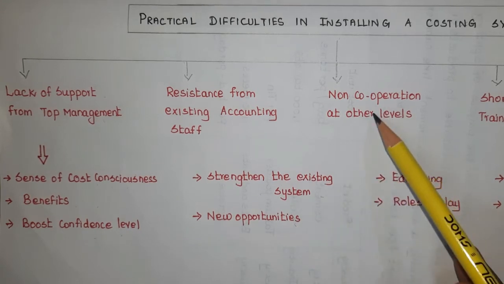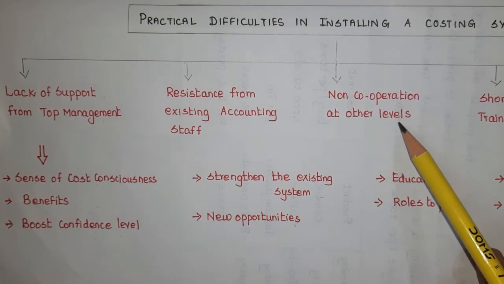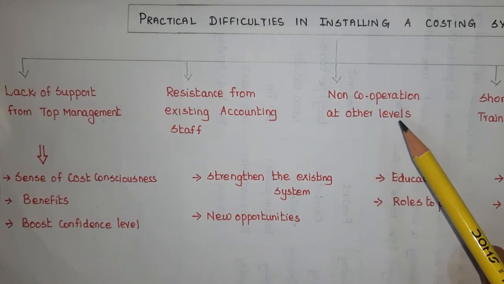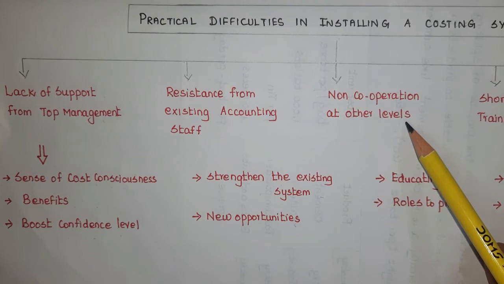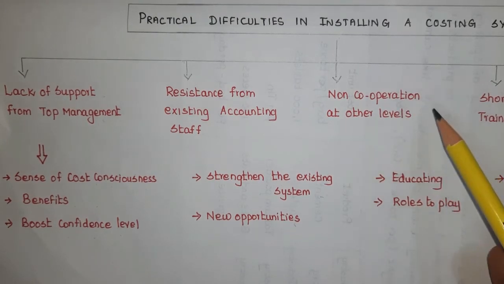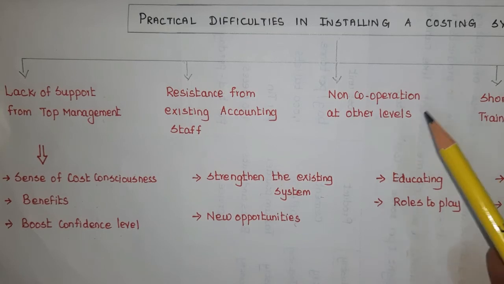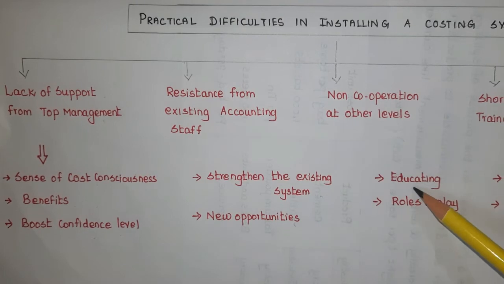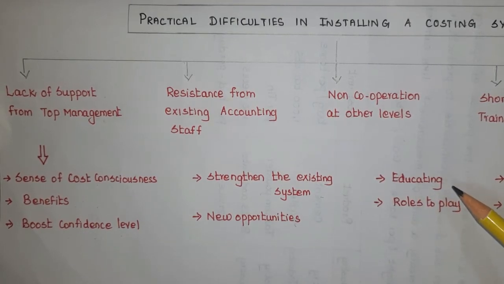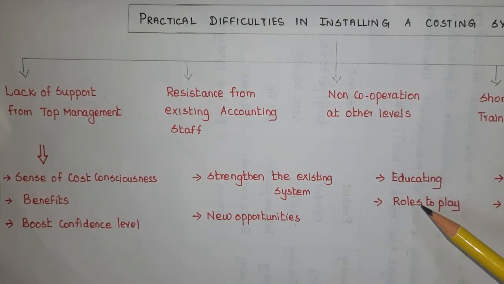The next difficulty is non-cooperation at other levels. The supervisory staff and workers may not cooperate in providing required data because of the feeling of additional paperwork involved. These difficulties can be overcome by these 2 points: by educating them about the benefits of the system and also by telling them what roles they have to play.